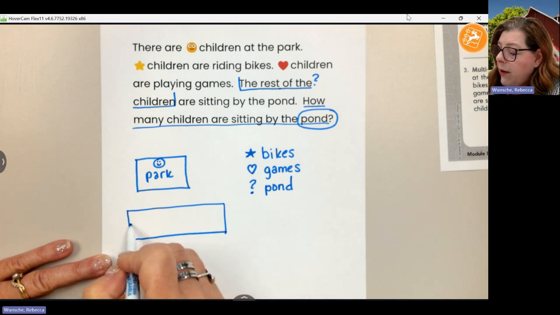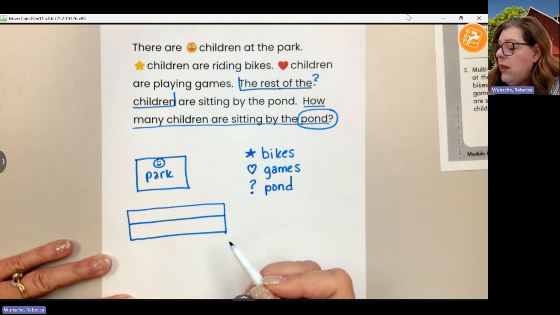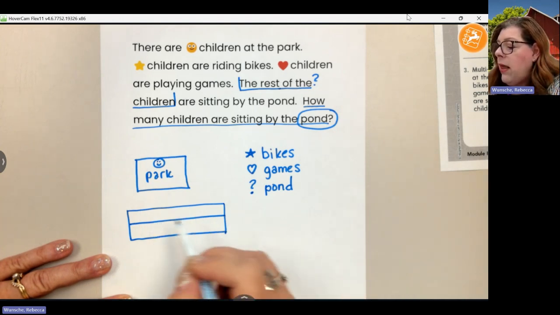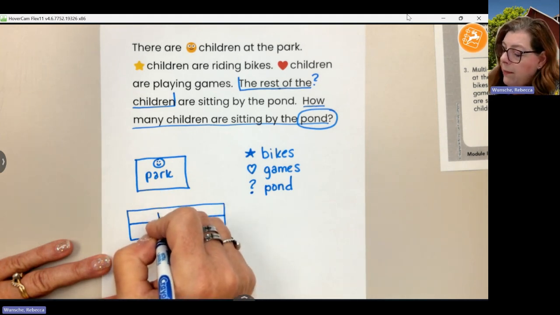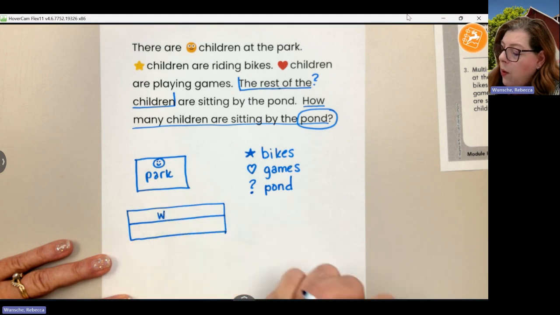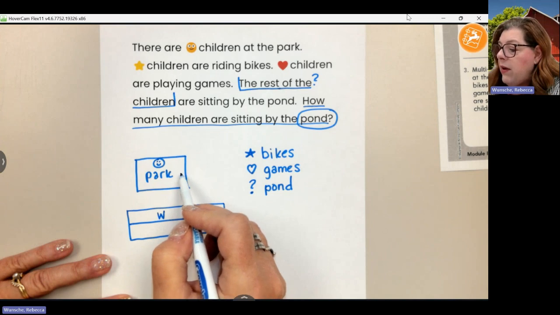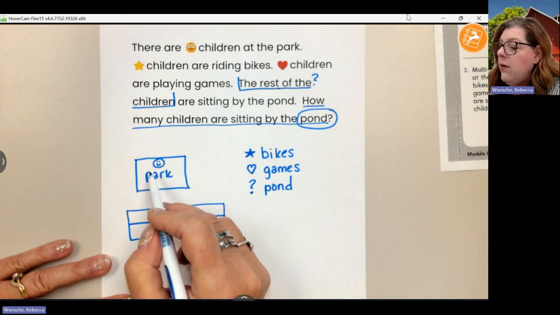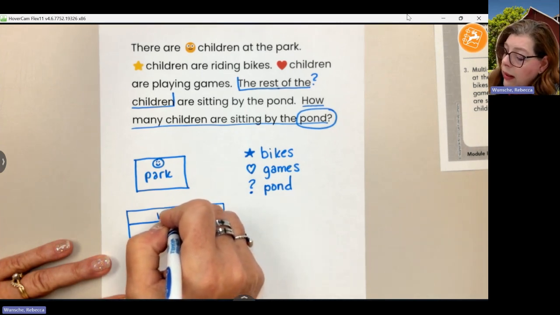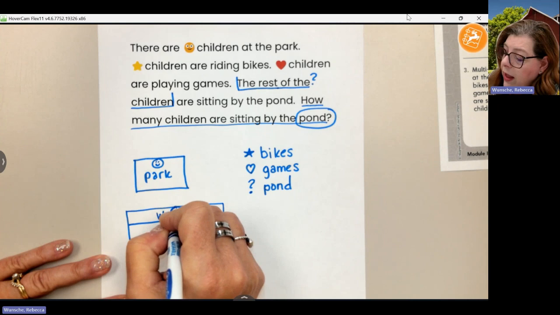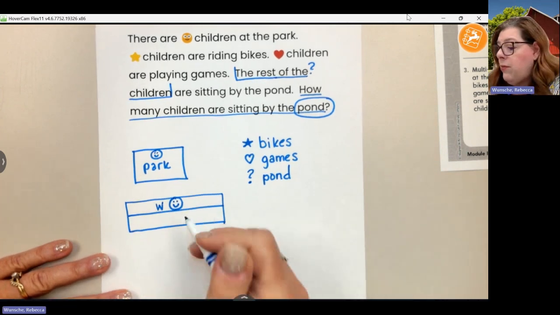So I'm going to draw my strip diagram. I'm going to draw my two sections. And remember, usually my sections are parts and the whole. So I'm going to put the whole up here on the top. And so my whole is going to be the whole number of students that I know. Well, I learned that in my very first sentence. I learned that there were smiley-faced children at the park. So my whole is going to be smiley face. And I'm going to put that right there in my unit, in my strip diagram bar.